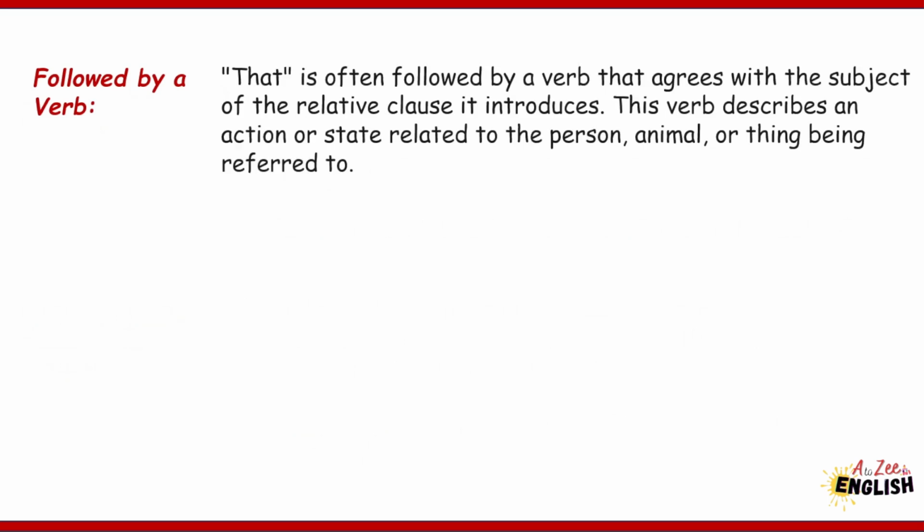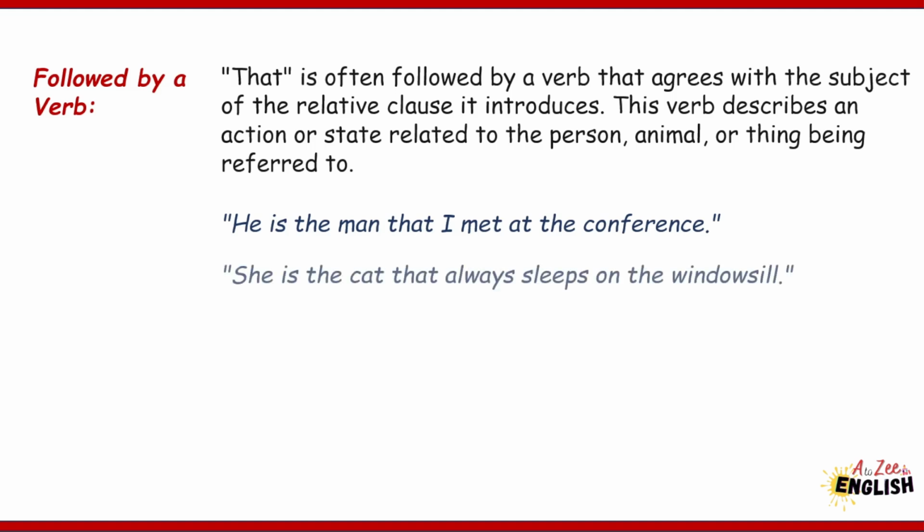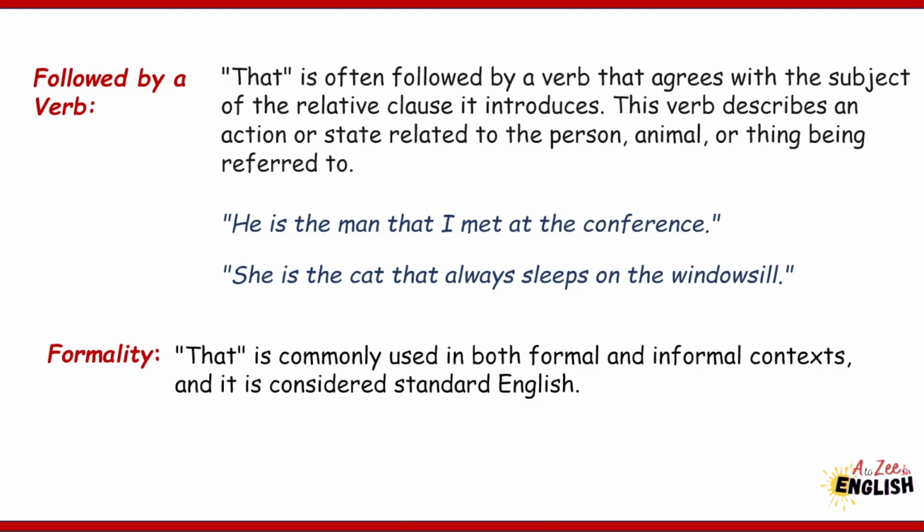Followed by a verb. That is often followed by a verb that agrees with the subject of the relative clause it introduces. This verb describes an action or state related to the person, animal, or thing being referred to. For example, he is the man that I met at the conference. She is the cat that always sleeps on the windowsill. Quality. That is commonly used in both formal and informal contexts and is considered standard English.